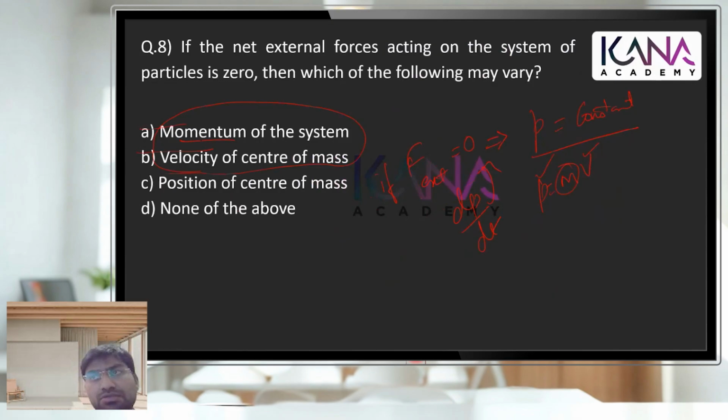The next is the position of the center of mass. Actually in this case also, if the external force acting on the system is 0, the center of mass position can change actually.